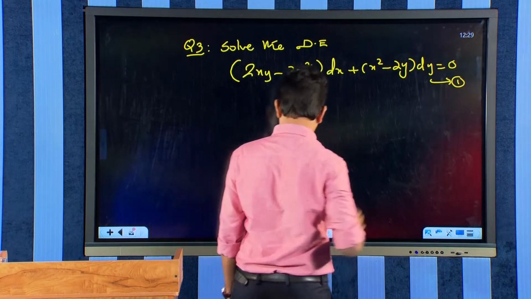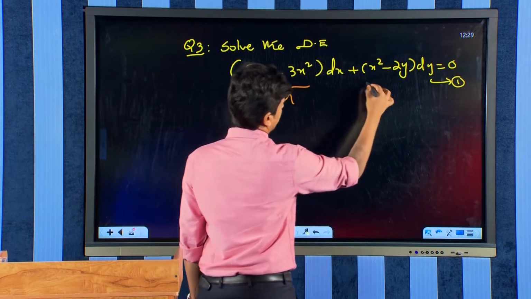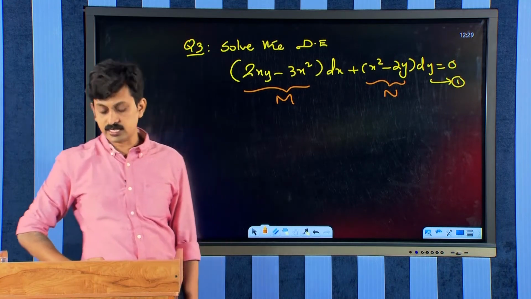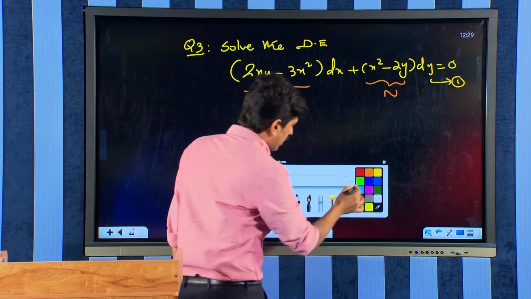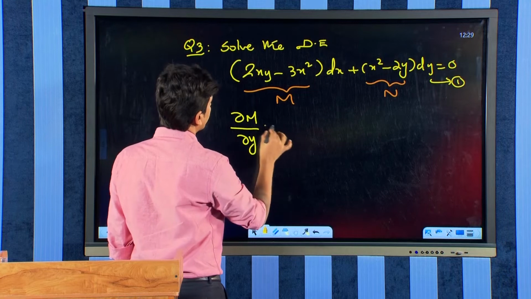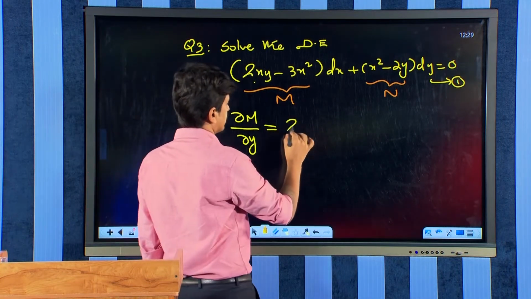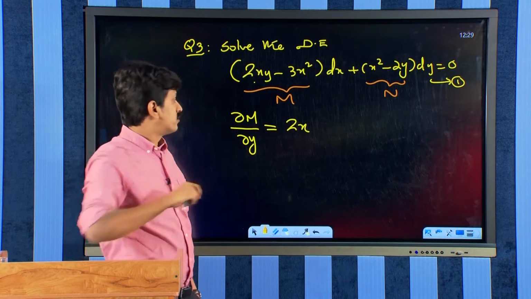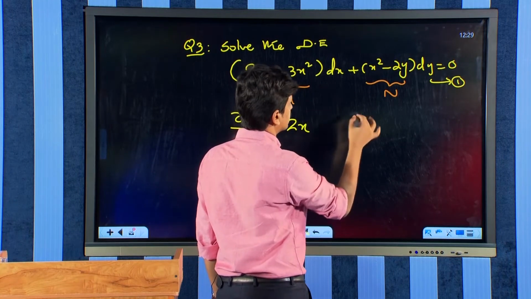This is our equation number 1. From here it is understood that this is M and this is N. M is 2xy - 3x^2 and N is x^2 - 2y. We find ∂M/∂y, partially differentiating with respect to y, which is 2x. The term -3x^2 is 0 because it contains only x.